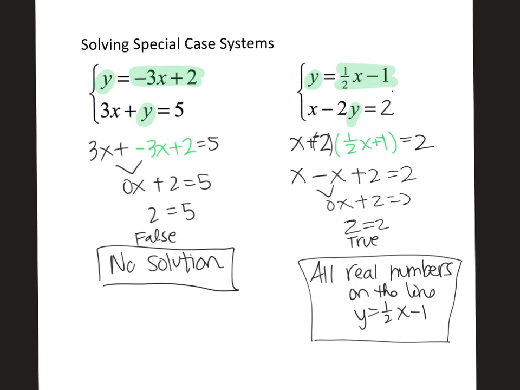So there we have our special cases. We have an example of no solution, where the lines never cross, so there's no x and y that make both equations true. And the second, all real numbers, where if you graph it, it's the same line, and so every single ordered pair on that line makes both equations true.